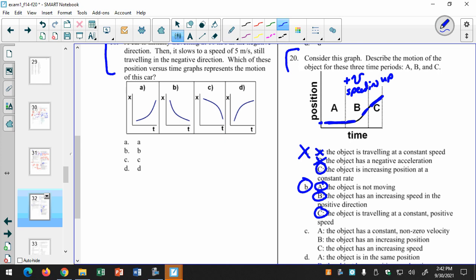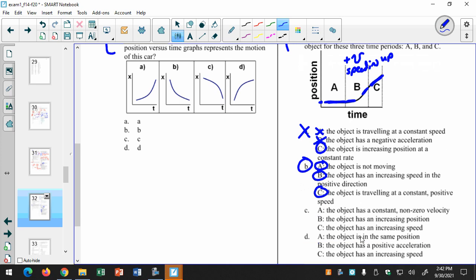So it seems like a lot, but when you start going through the answers, you'll see that it's not that hard. There's just a lot of words there. Let's look at these others. The object has a constant non-zero velocity. Not true. It's stationary. It has a zero velocity. The object has an increasing position. Well, the position here is right here. The position up here is more. So yeah, it does have an increasing position.